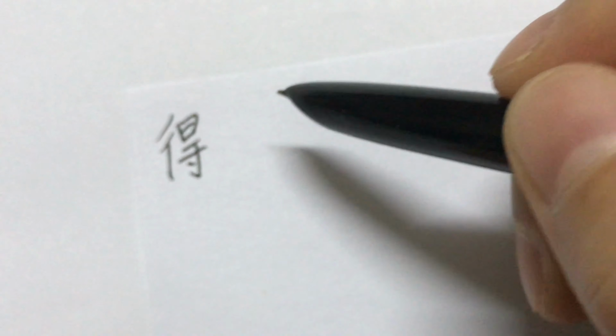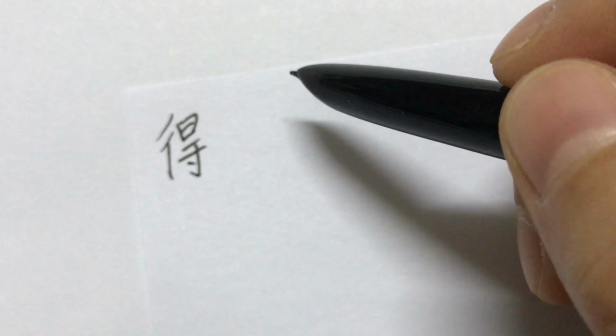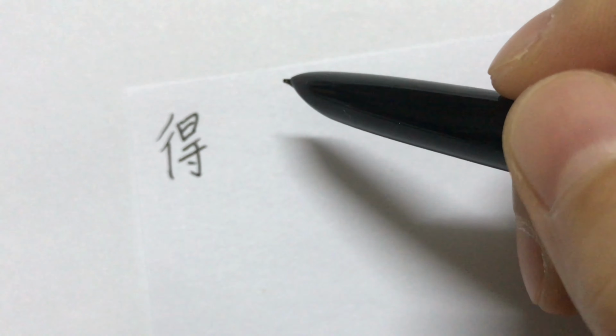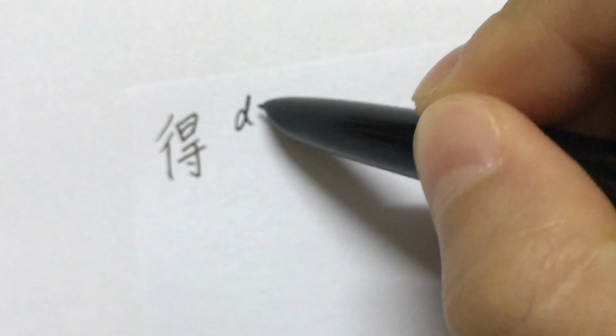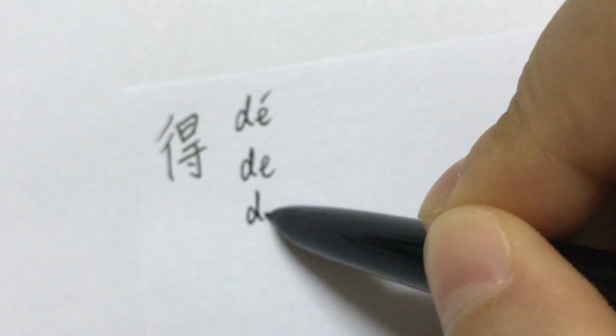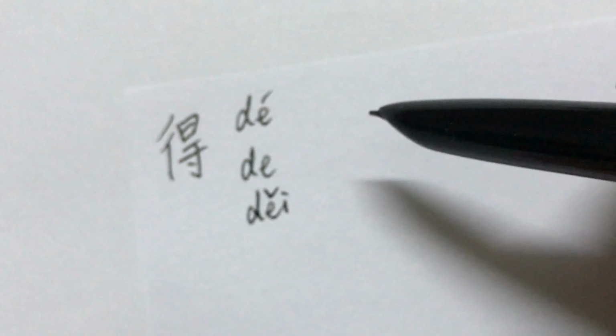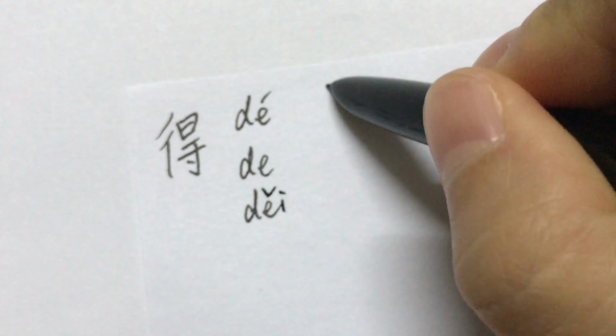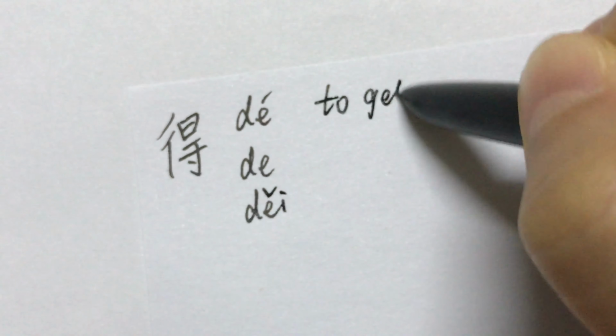This is a polyphone. It is pronounced as "de" or "day" according to different context. "De", "day". As "de" means to get, obtain.